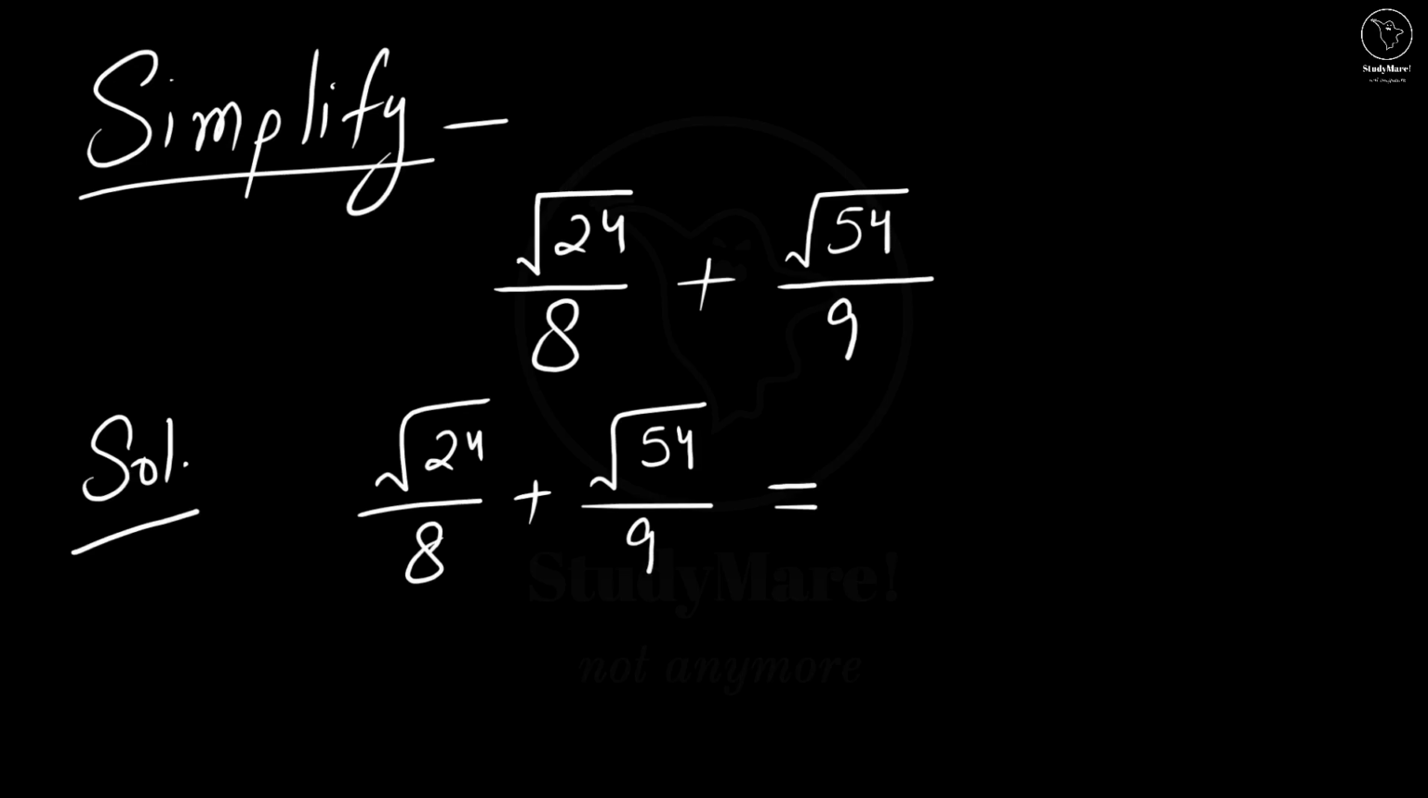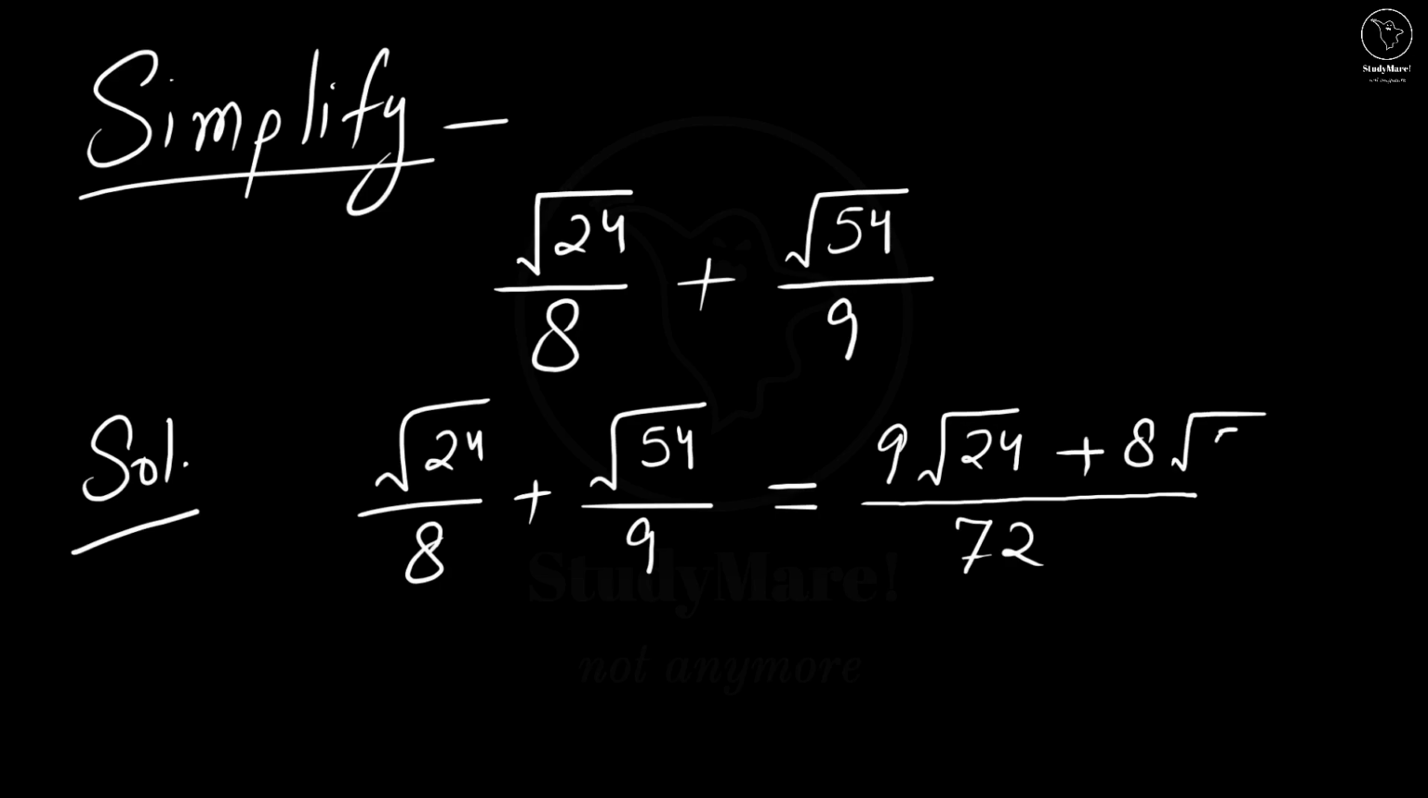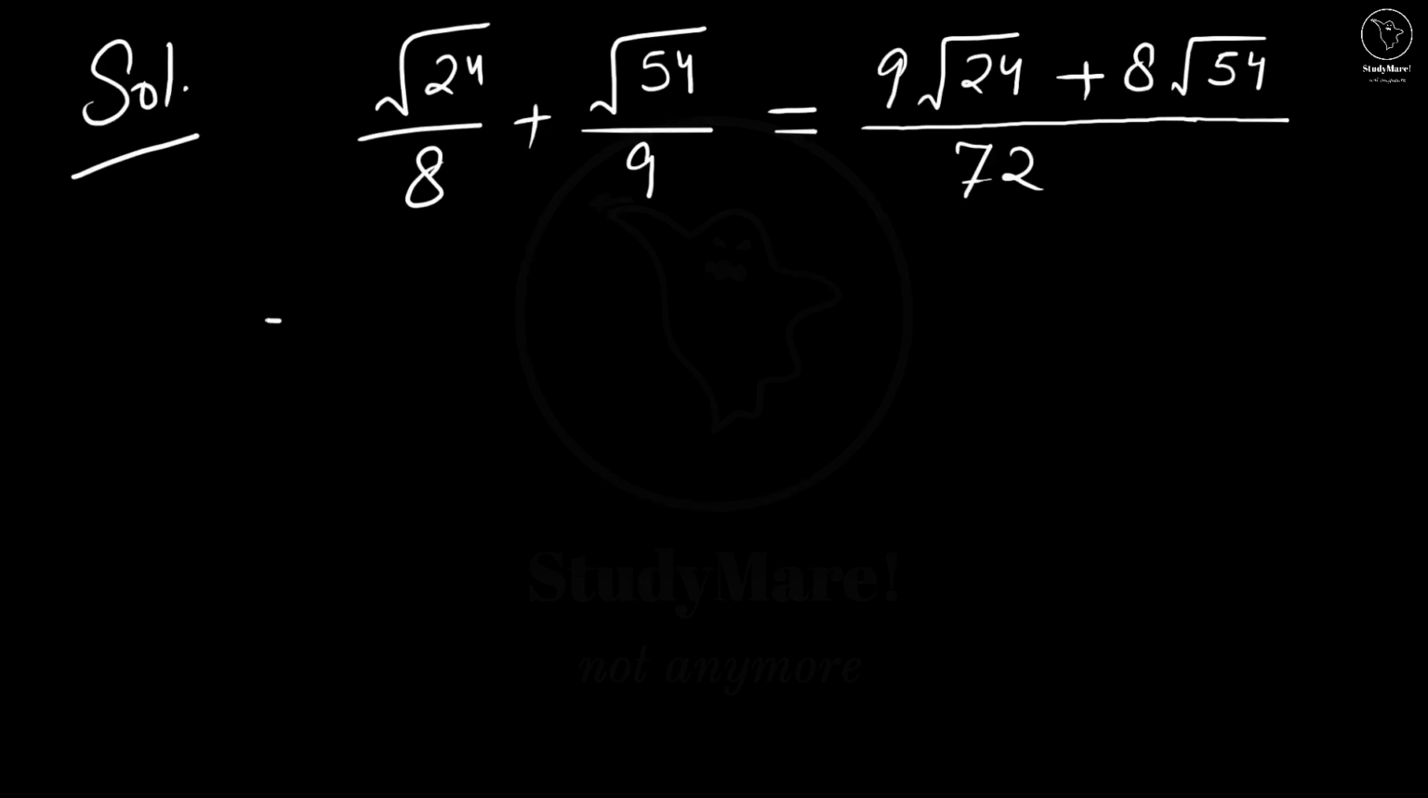This is equal to, let's take the LCM first. So we have 72 as the LCM. 8 9s are 72, so we get 9 into root of 24 plus, here we have 9 8s are 72, so we have 8 into root of 54. Solving it further, 9 into root of 24.